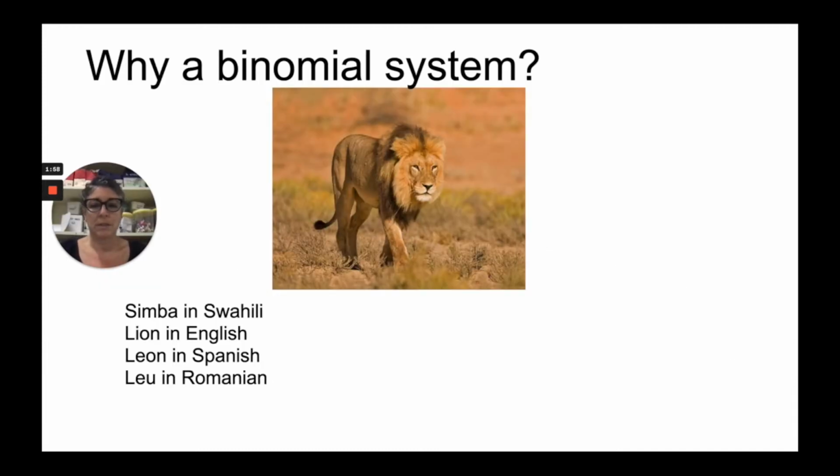So how does this system work, and why do we have a binomial system? Well, if we consider the lion, it has various different translations depending on the language that you are referring to. And of course, there are many more than those that are listed here. So basically, if you have scientists that are trying to communicate with each other in different languages about a lion, you will end up with confusion.